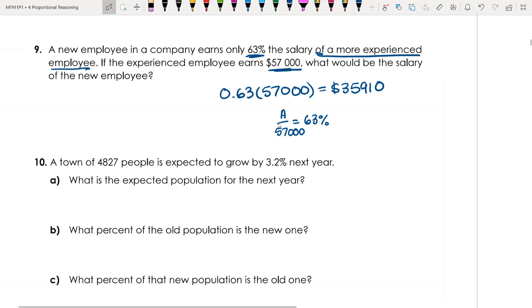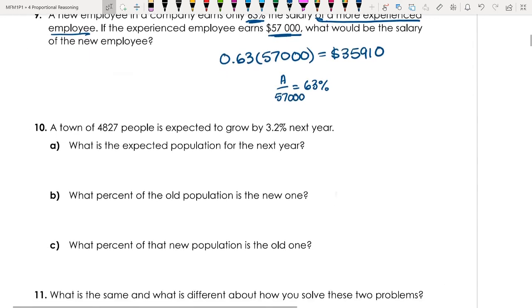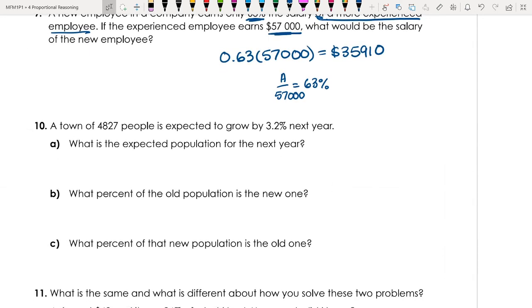All right, so now we can look at question number 10. It says a town of 4,827 people is expected to grow by 3.2% next year. What is the expected population for the next year? What percent of the old population is the new one? What percent of that new population is the old one? So to do this, we're going to make a little grid like we've been doing. This, I think, simplifies things a little bit. And what we do when we do this is we put percentage in one column and we put the other thing we're looking at in the other column. In this case, it's population.